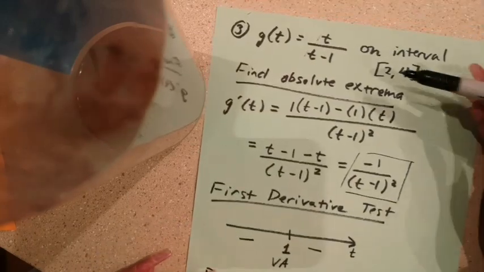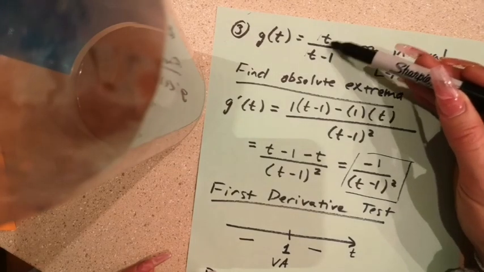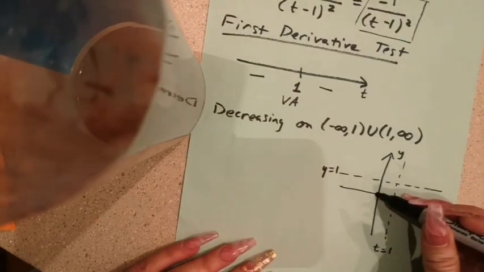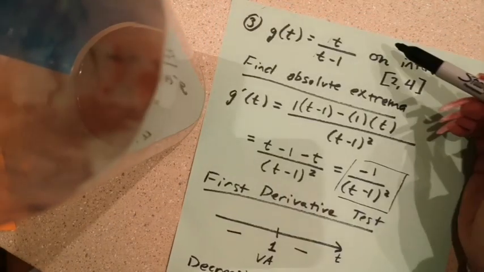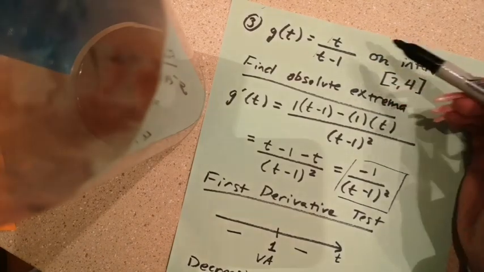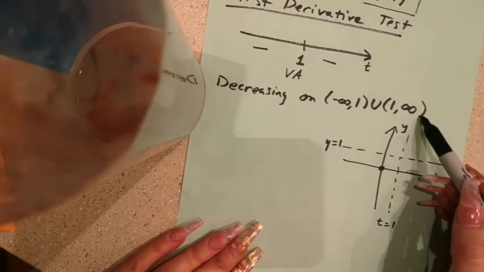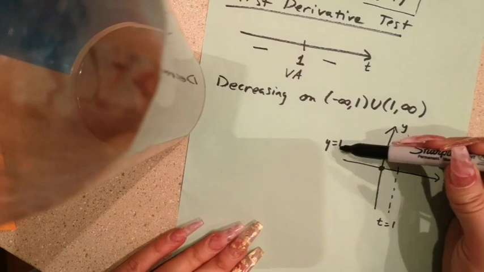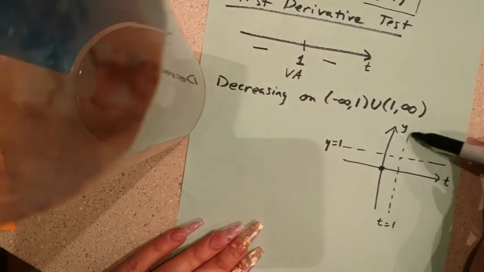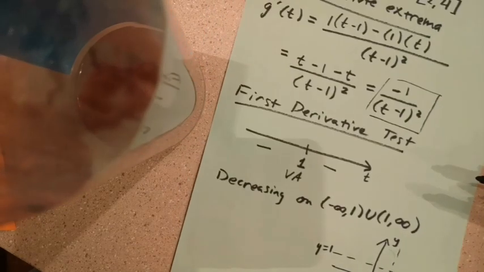Any other information I could find? Well, I could find the intercepts very easily. If I set t to 0, I get 0 over negative 1, so that's just (0, 0). If I set y to 0, I still get t = 0. It's just the origin. And I know this function is decreasing across its whole domain, so it has to be decreasing on both pieces. I can pretty much see already what's going on.